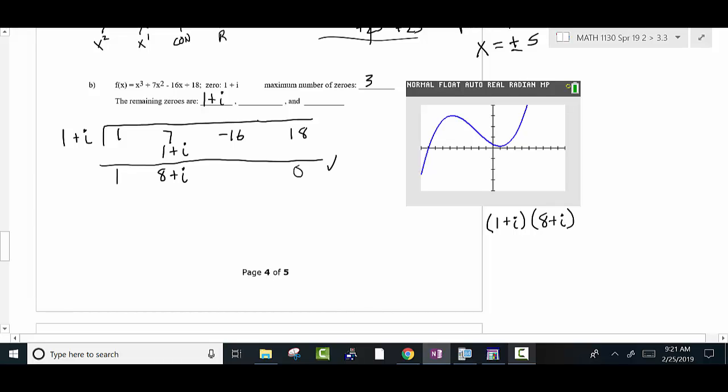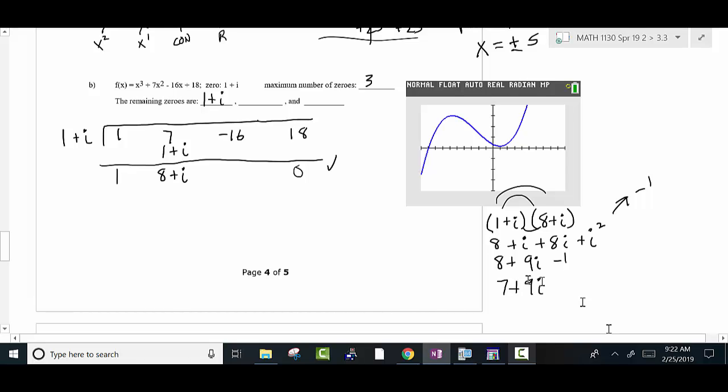So on scratch paper, I'm just going to multiply that out by FOIL. So that's going to be 8 plus i plus 8i plus i to the second. Okay? That's going to give 8 plus 9i, and then again the i squared becomes negative 1. So you end up getting 7 plus 9i. Okay? So you do that.